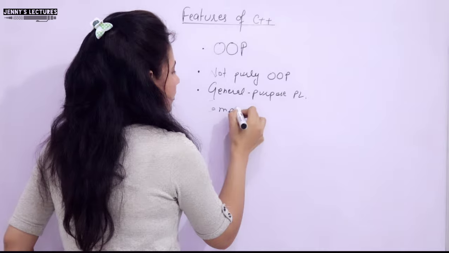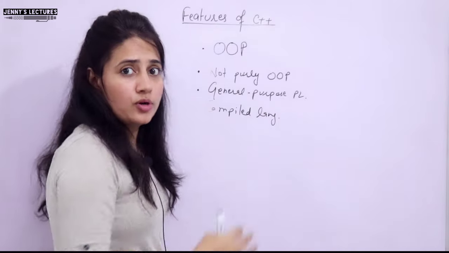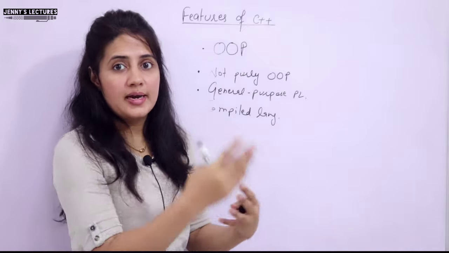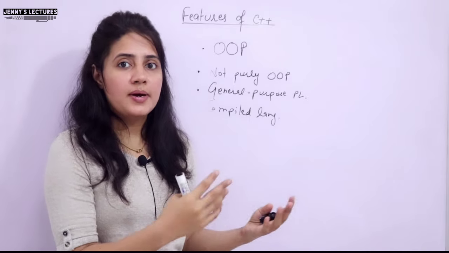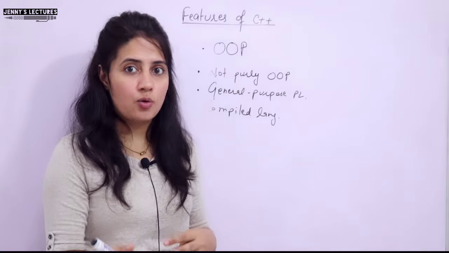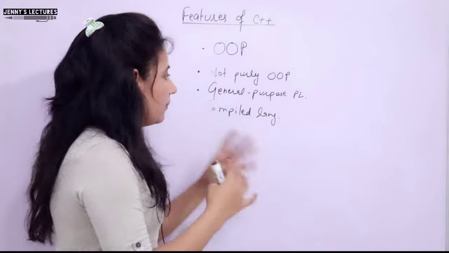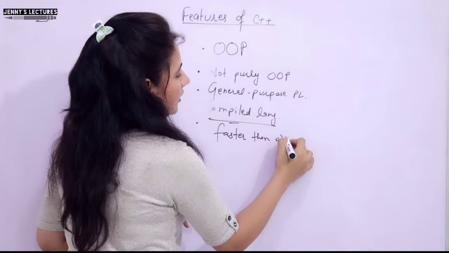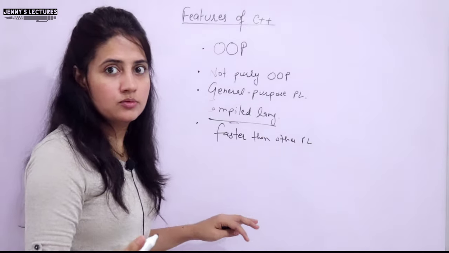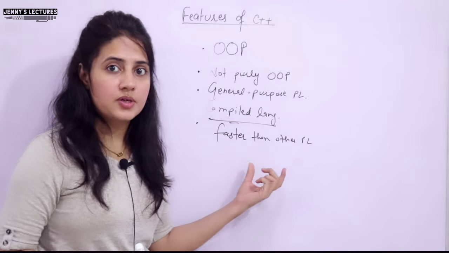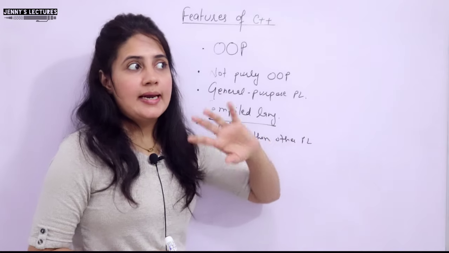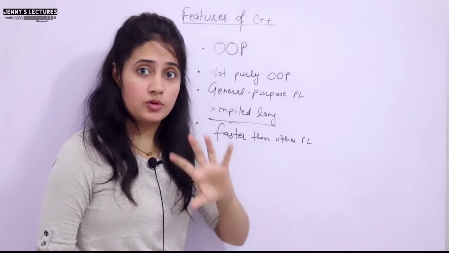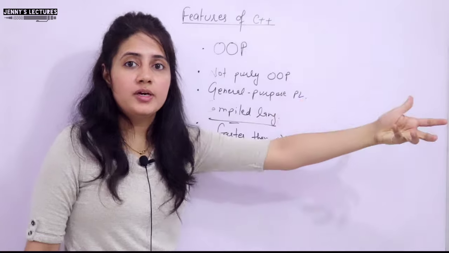Next is, it is a compiled language, meaning we write a program, the compiler will compile the source code into machine code, and then it would be executed. So we need a compiler. Java is both compiled as well as interpreted, and Python is an interpreted language, right? Because of this feature we sometimes say it is faster than other programming languages like Java and Python, way faster, because it's a compiled language. The compiler directly converts the code into machine code, right? And in Java and Python, first the code would be converted into bytecode, then the bytecode would be converted into machine code.